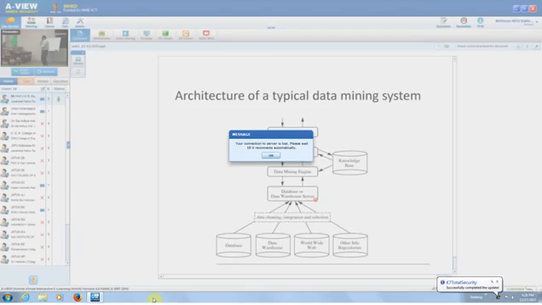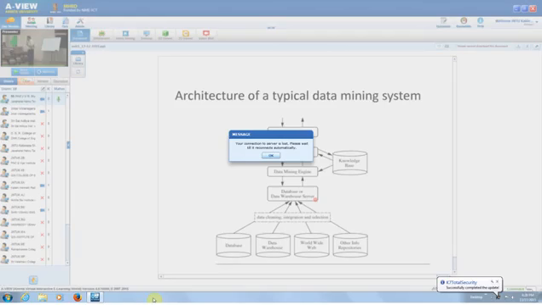Because please remember that yesterday somebody asked a question. Sir, what is this warehouse? How does it look like? Is it a database? Yes, it is also a database.